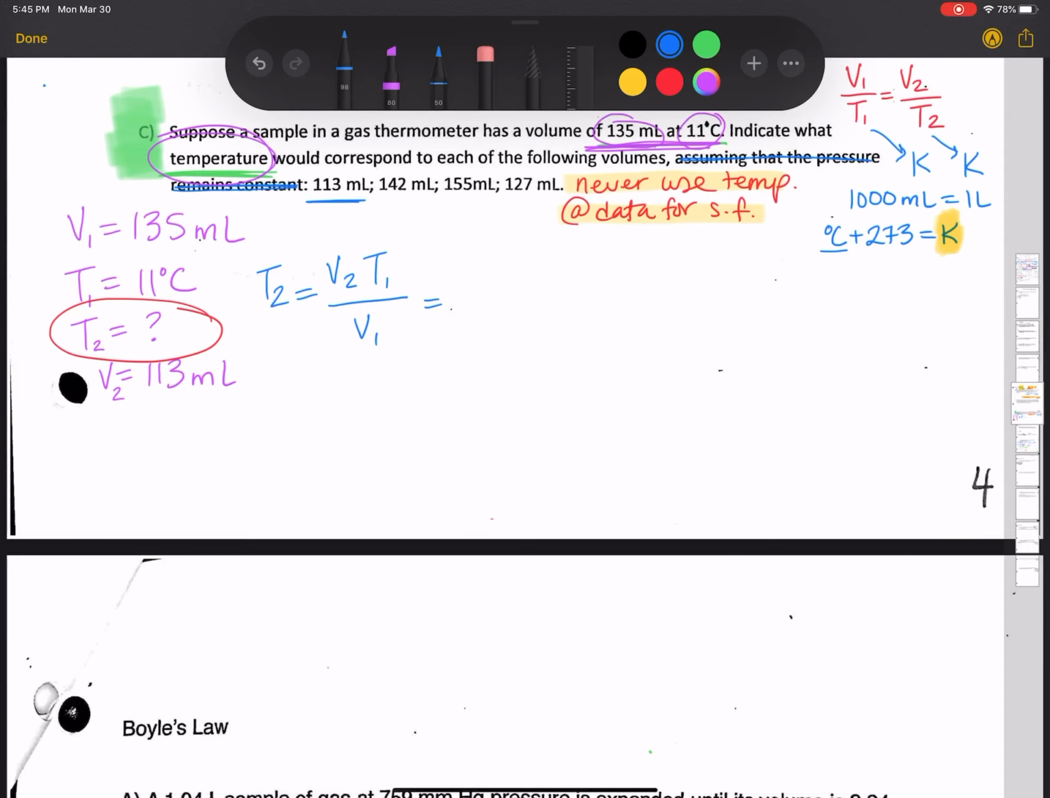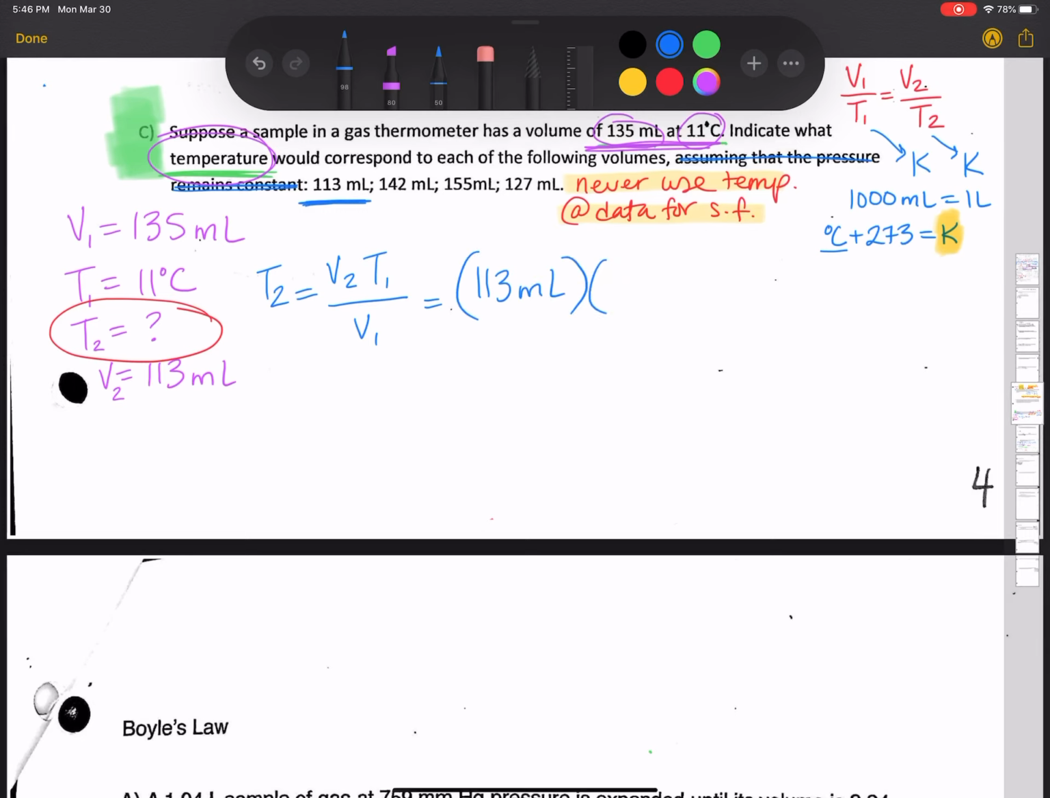So when I'm solving for the new temperature that's going to relate to my new volume, I'm going to first plug in my new volume. I have to first plug in V2. And remember, I decided I'm going to start in order of how it was listed. So my V2 is 113 milliliters.